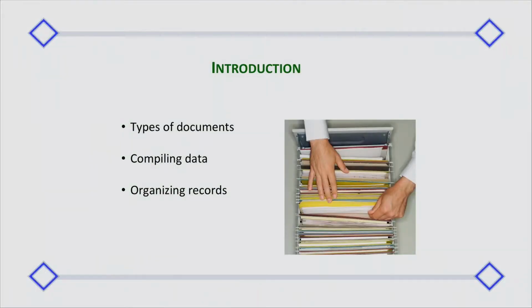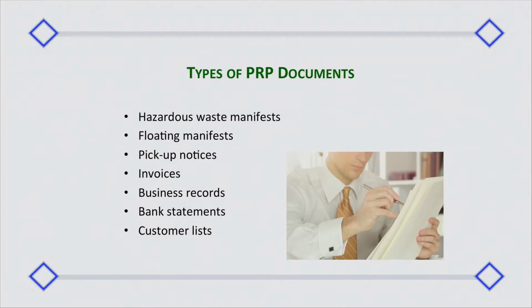A key component of any PRP search is documenting the liability of a party by compiling evidence that connects a party to the hazardous substances at a site. We will focus on some of the types of documents that will be useful to your search, compiling data from documents and organizing records. There will be a number of different types of records that may be useful in your PRP search. One of the most useful documents is the Uniform Hazardous Waste Manifest.